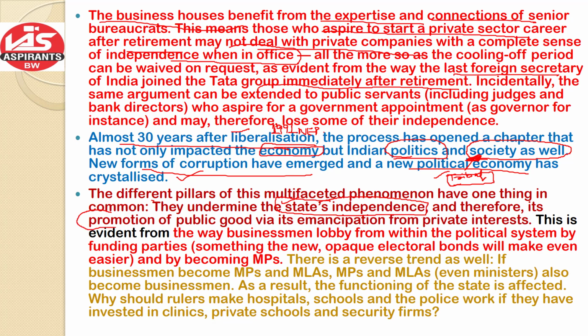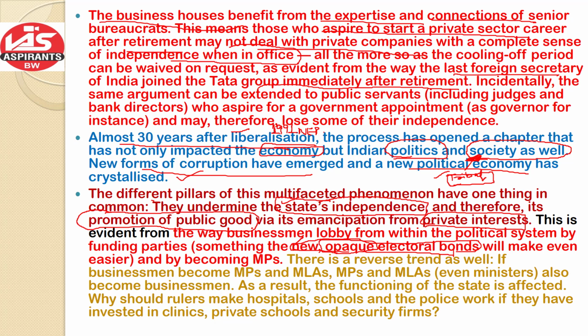Plus the promotion of public good, because now you will not see what is good for the public, you will see what is good for the businessmen. So promotion of public good is also hampered, and the private interest of these businessmen is served. So that is something common in all types of corruption, okay. And the author says that the new opaque electoral bonds, okay, if you know the exact procedure of how the electoral bonds are issued and all, then you will come to know that it is even more opaque than the system that was existing before. So that makes this funding by the businessmen even easier, because the electoral bonds are even more opaque, okay.